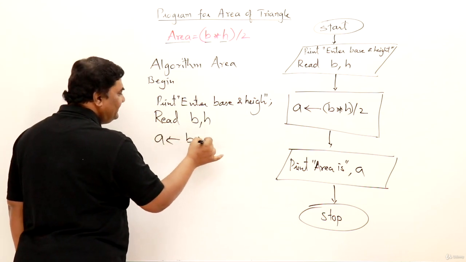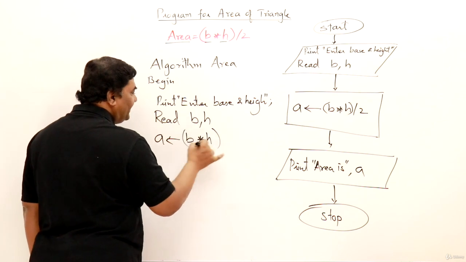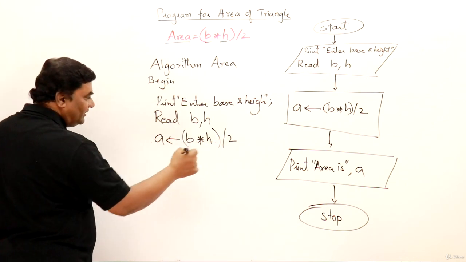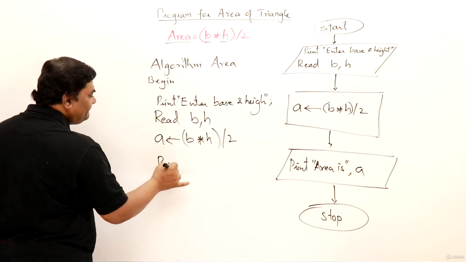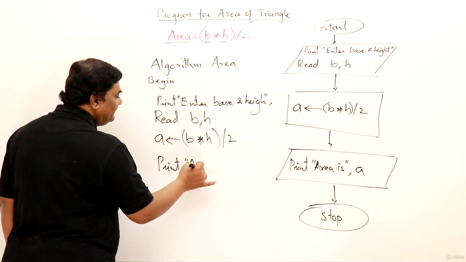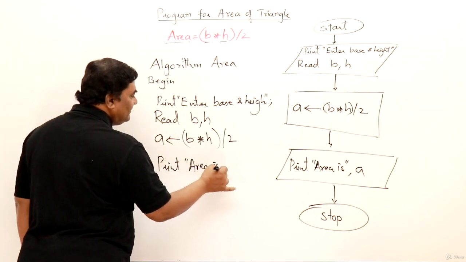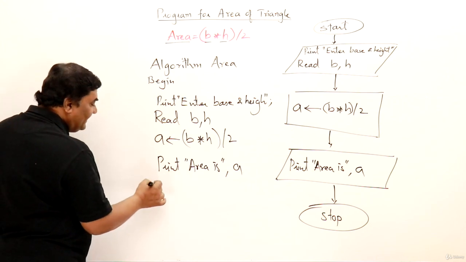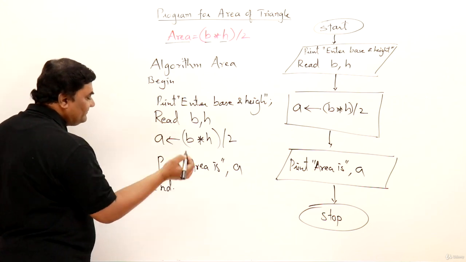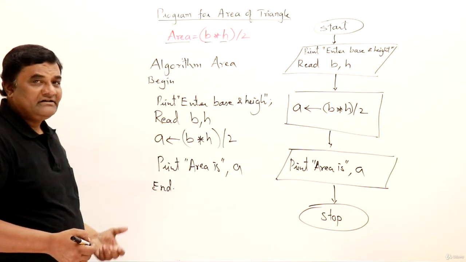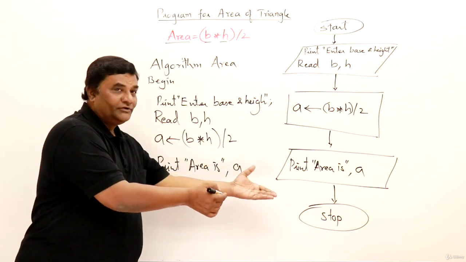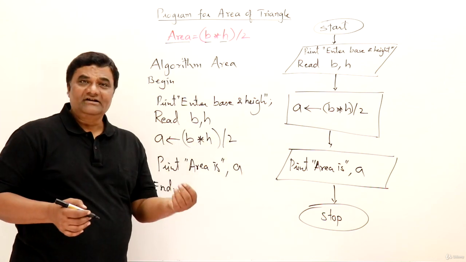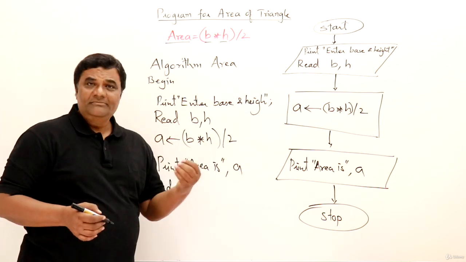A assign B into H by 2. Now I should print the result. Printf area is, so just it is print, right? So print this one, then end of this algorithm. That's it. See, whatever the contents in flowchart and the algorithm look similar because this is just a formula based program.